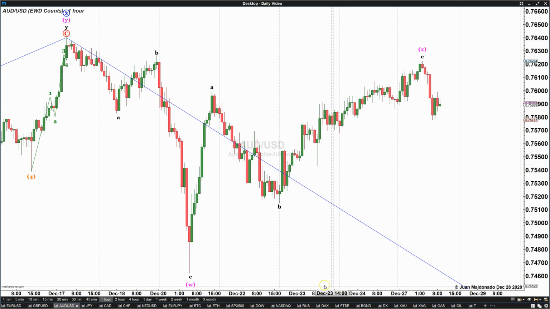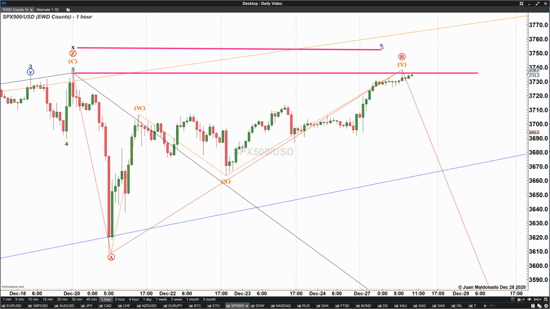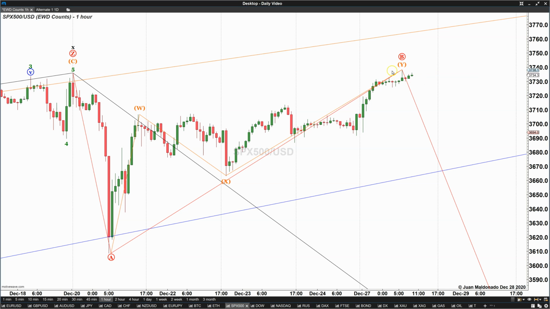Now let's have a look at the S&P, which is more complex than the Aussie dollar. The S&P has been climbing and already hit the previous high. Actually, I'm planning to move my wave X a little bit to the right, but for the trade setup, it's not going to matter if we make this small adjustment on the wave count. But more than that, look, this candle on the hourly chart is extremely important because it's leaving a long tail on the upside.